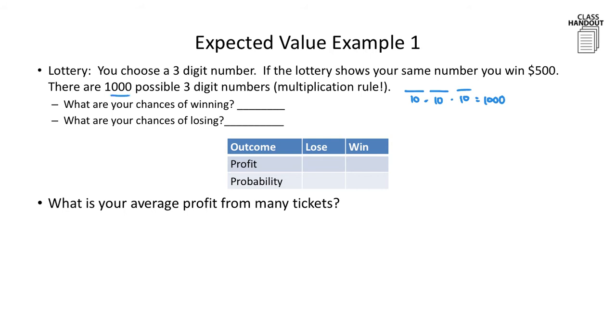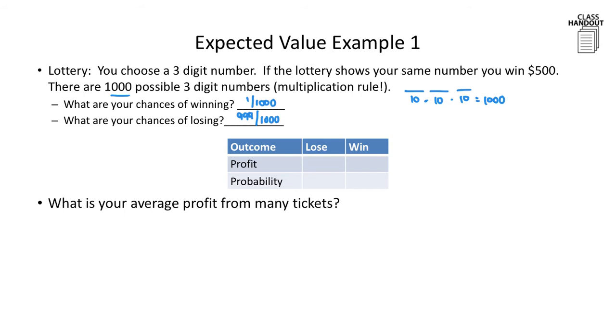Okay, so in terms of your chances of winning, if there are 1,000 possible numbers and you're choosing one single number, your chance of winning is 1 in 1,000. Which means your chance of losing would be 999 over 1,000. So now we can fill out this expected value table to determine our average profit from many tickets, or our expected value.